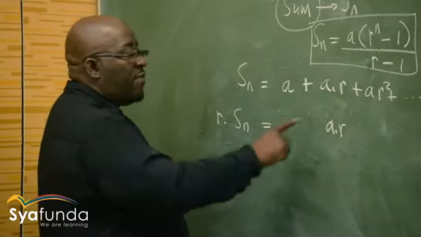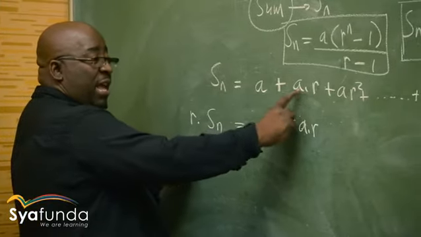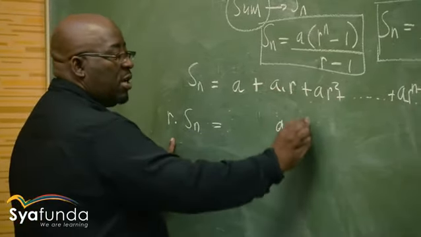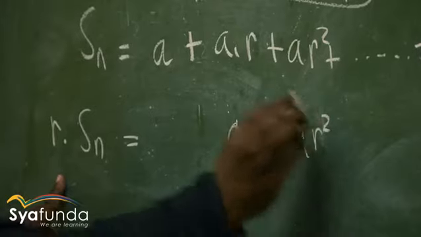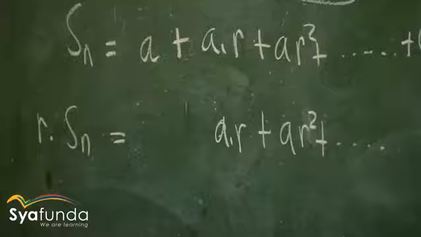Right. So if I multiply the second one by r, if you multiply this by r, it will be AR to the power 2. I will put it under that one, AR to the power 2, so that they will be the same. Right, let's look at this one.